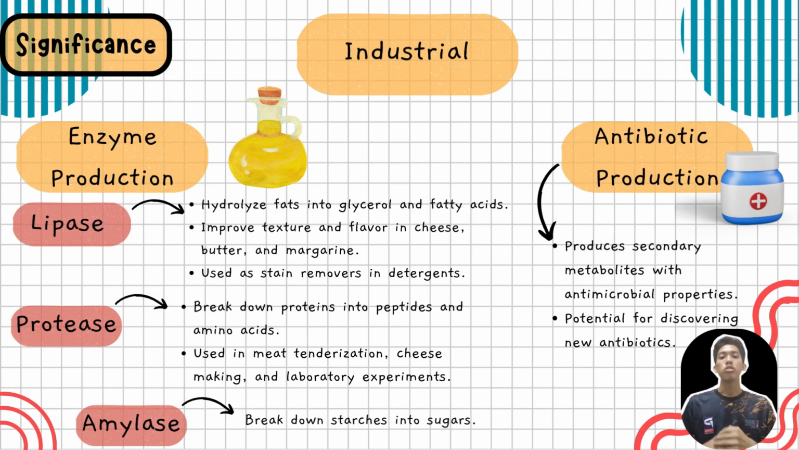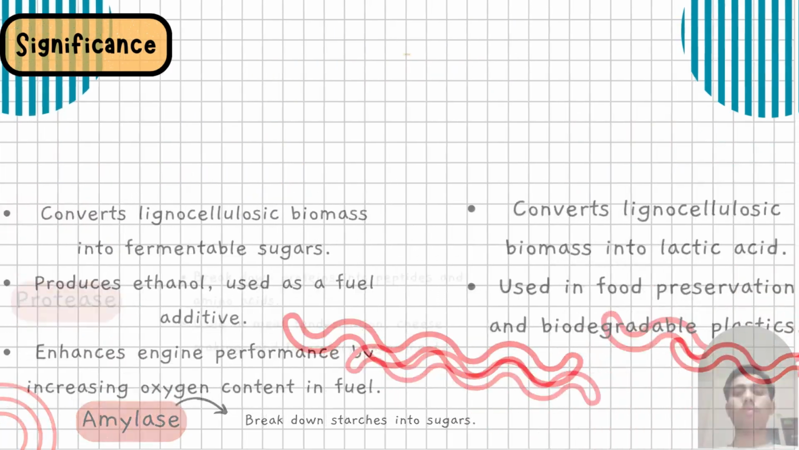Other than that, Racemosus is also used in the production of antibiotics, since it can produce secondary metabolites with antimicrobial properties that naturally kill or inhibit the growth of bacteria. Even though most of the antibiotics are made from other species of fungi, Mucor species also have the potential for the new discovery of antibiotics.